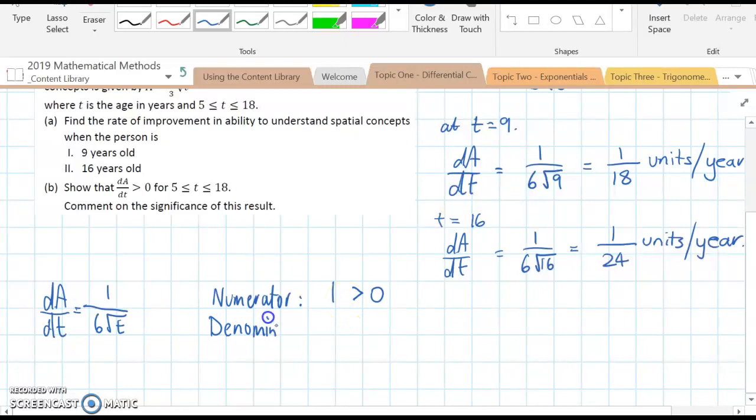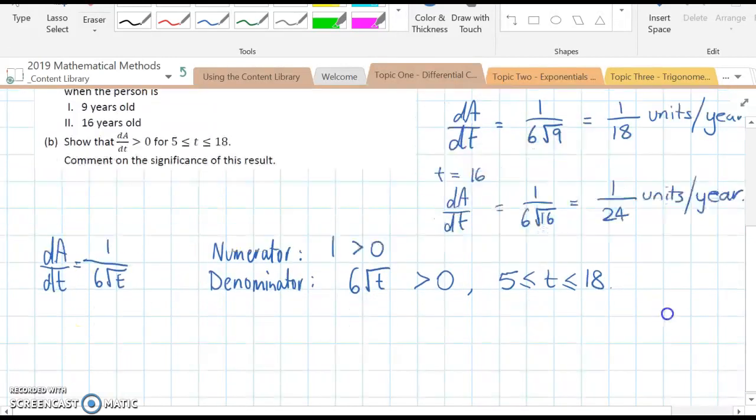The denominator, again, we have 6 root t. Because the square root value must always be positive, especially for our given domain, our result here must always be greater than 0 as well. So when you put those two components that make up our rate of change together, we end up with a positive result.